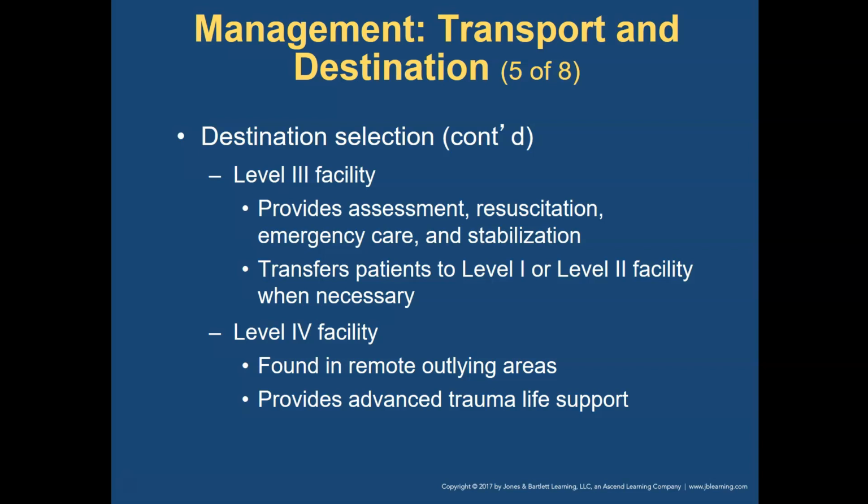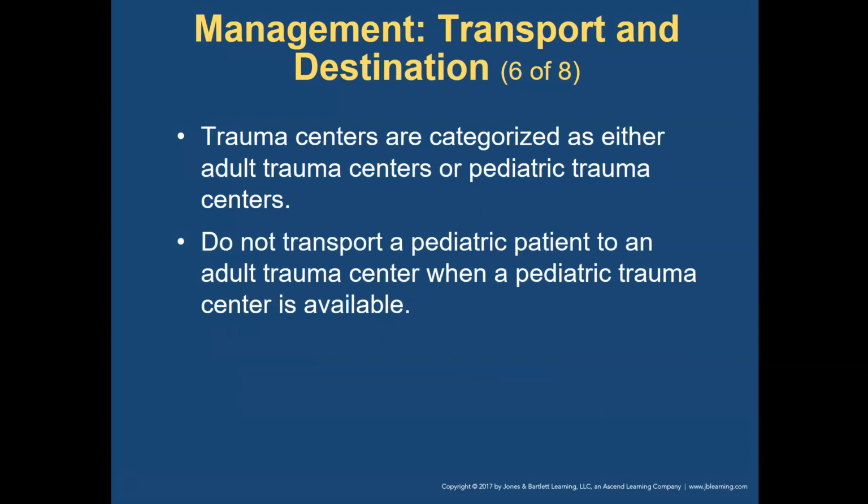I believe Shawnee is a level 3. Level 4, which I believe is Prague, is typically found in remote outlying areas where no higher level of care is available. It provides advanced trauma life support, and then it transfers to a higher level trauma center. So these are the kind of places you might take somebody who needs something done pretty quick, and then they transfer them out downtown or wherever the appropriate place is.